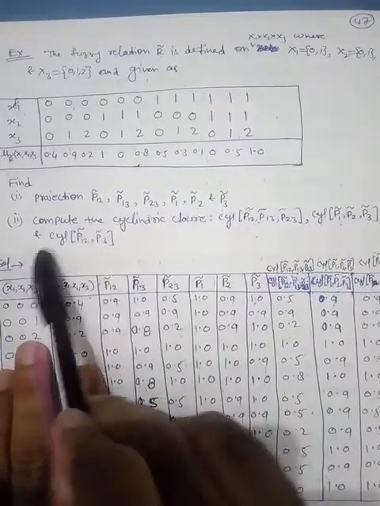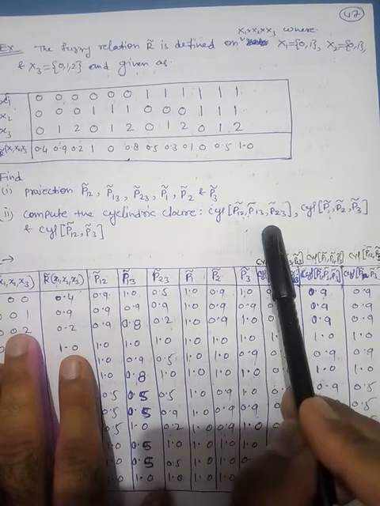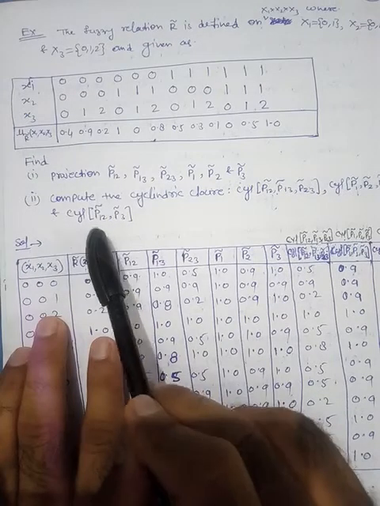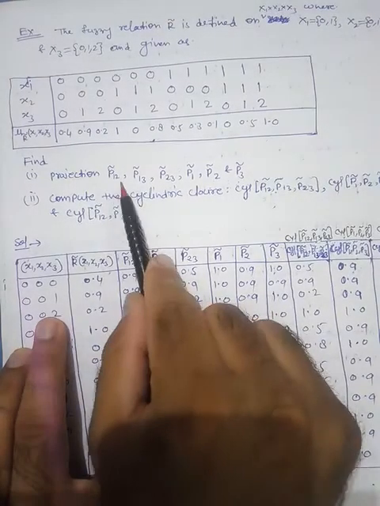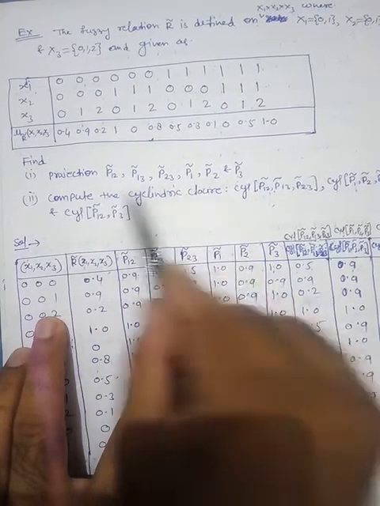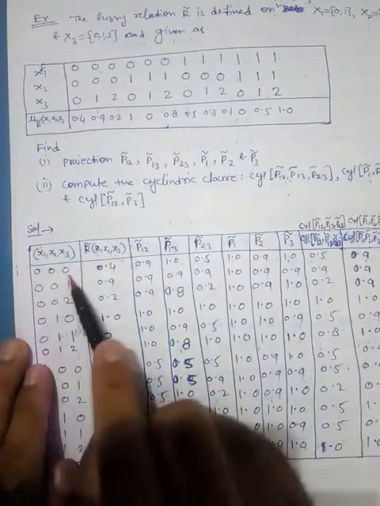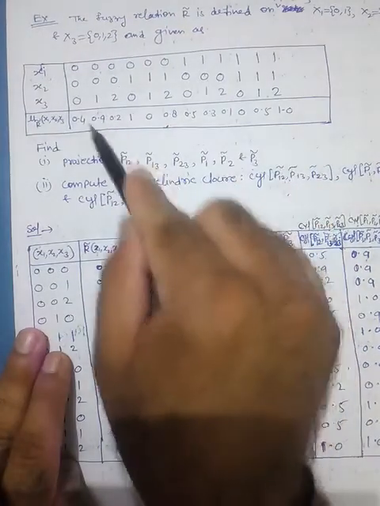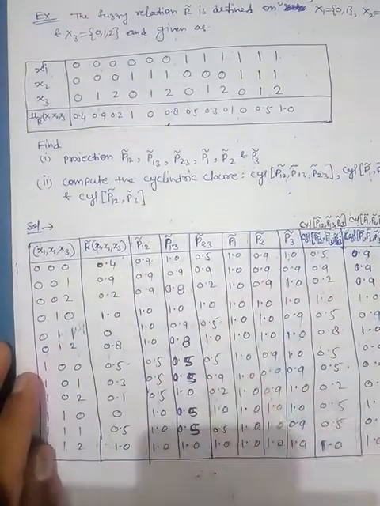Then compute the cylindrical closure CYL of P12, P13, P23, then the cylindrical closure over P1, P2, P3, and the cylindrical closure over P12 and P3. First you have to find these projections: P12, P13, P23, P1, P2, and P3. This is our table with X1, X2, X3. We write 0, 0, 0 with membership 0.4. Next is 0, 0, 1 with membership 0.9, and so on. All these entries are from the table.